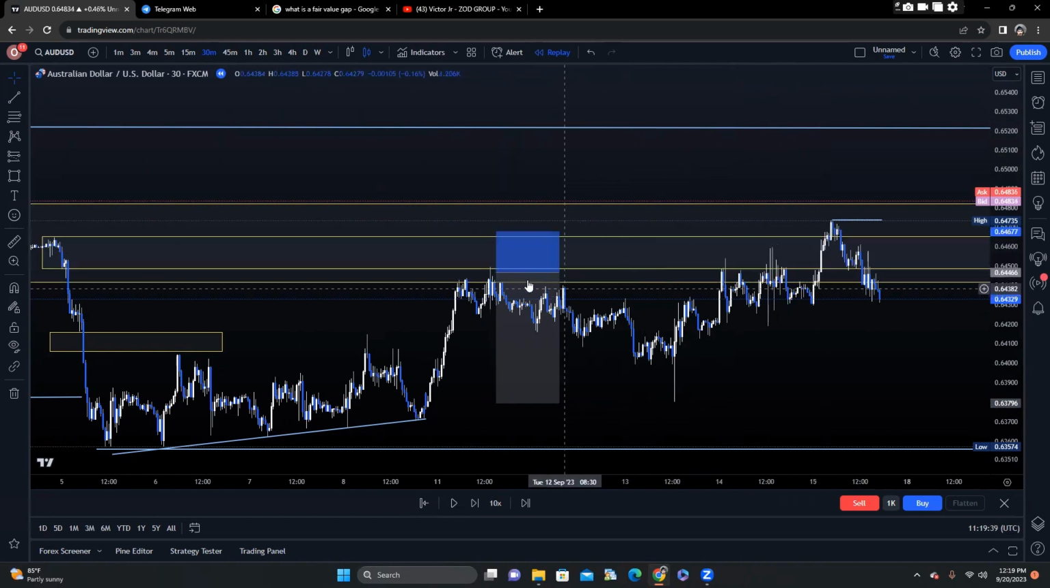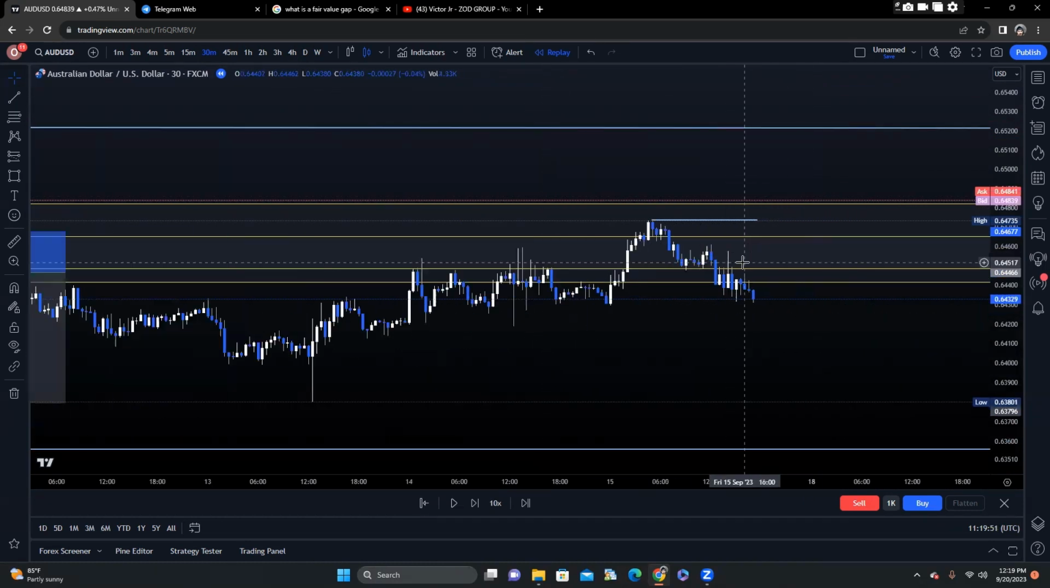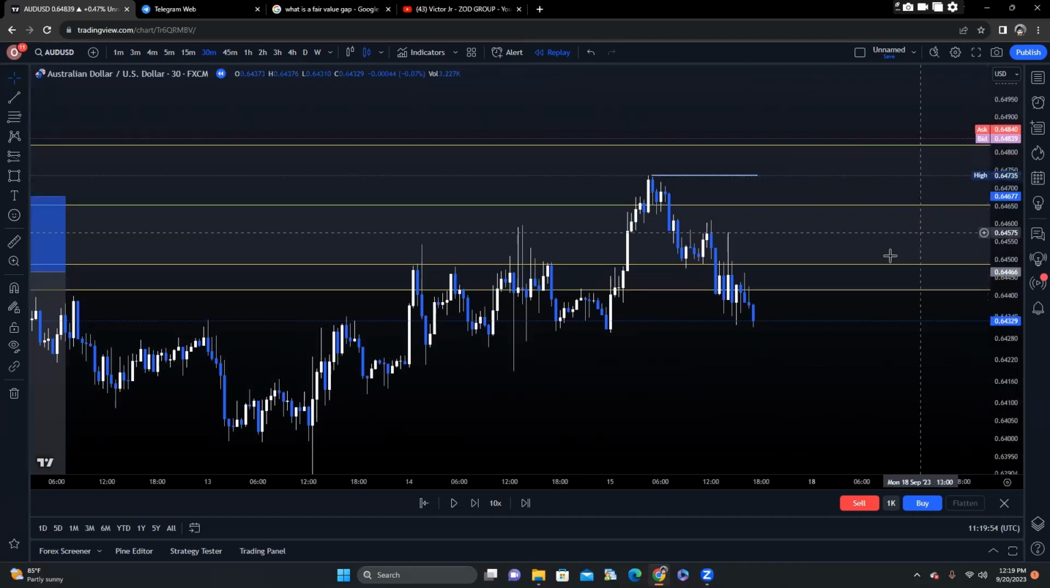Now, normally, if price comes here and retests it, it doesn't invalidate the order block, but more often than not, it is violated. So anything can happen. So you want to be extra careful to look for precision entries. You want to be precise about where exactly you want to enter into this market.